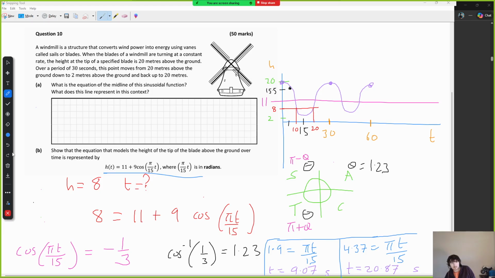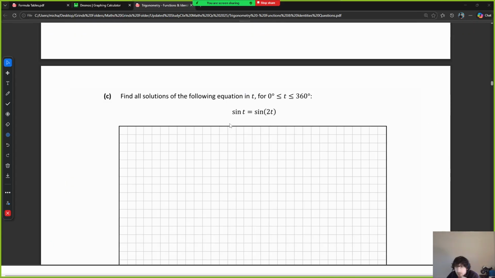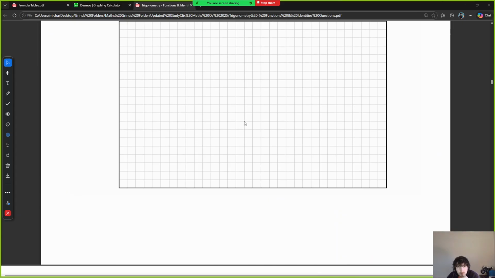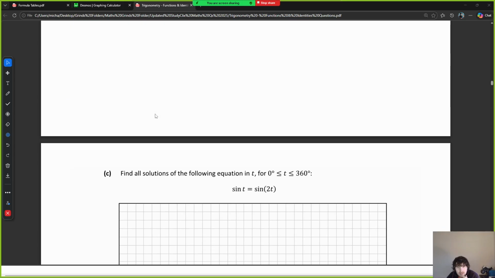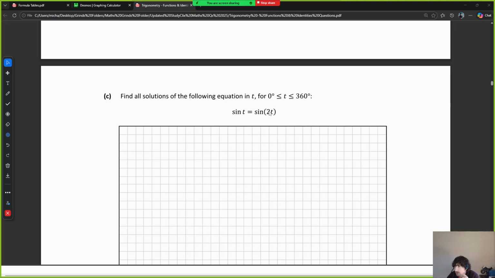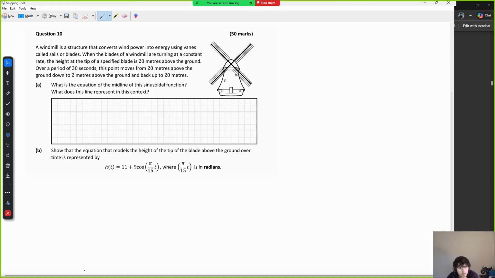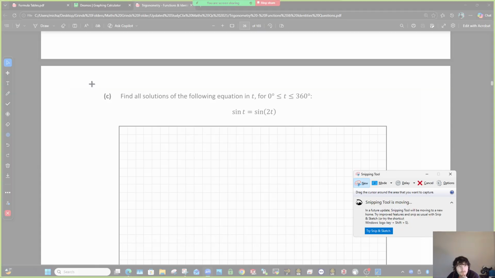Right, I'm going to pause this, and I'm going to find some other interesting questions in this revision past paper thing. Okay, so I came across this one. This is a really important one. It's a bit of a tough one. This is from 2023's paper, and it's looking for solutions to this. So we better go through this because I think this is a good question.